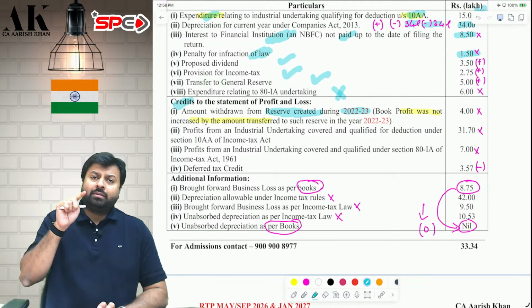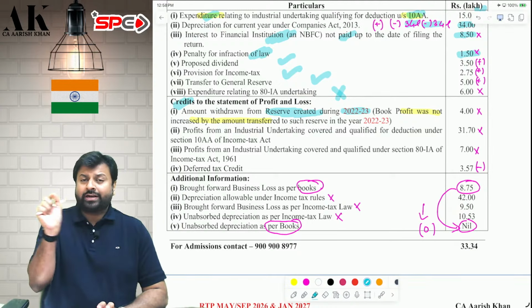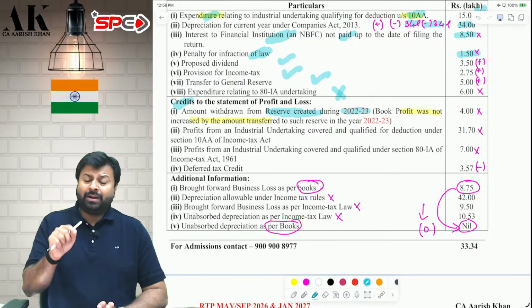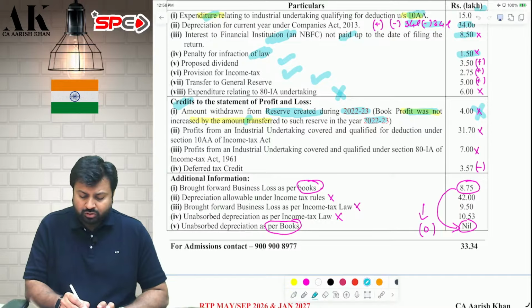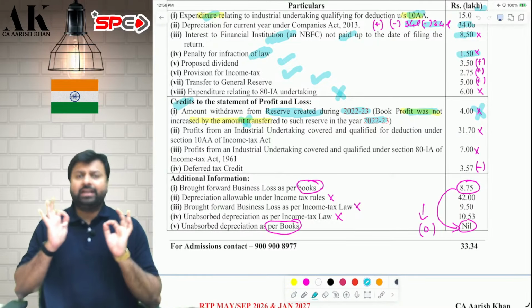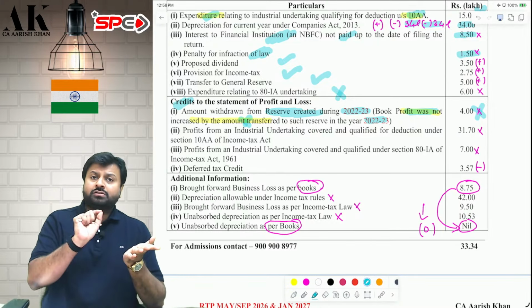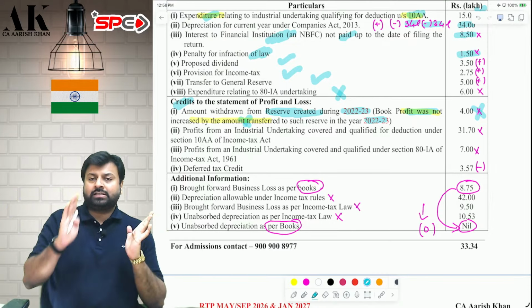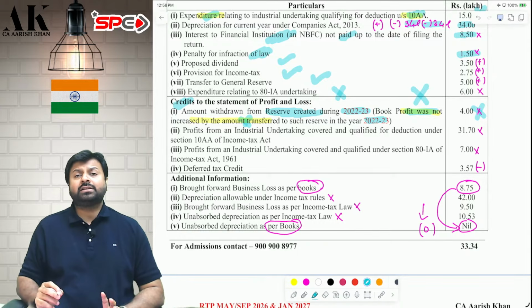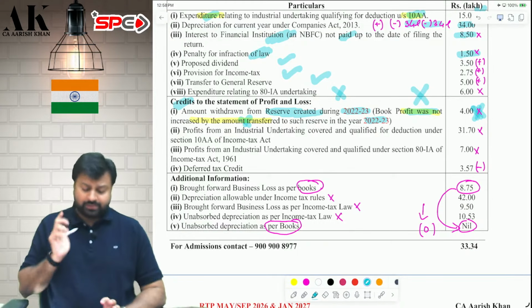Generally, if you withdraw an amount from reserve and credit to P&L, you should reduce from book profit. But in this case, I will not reduce because the book profit of 22-23 was not increased by such reserve. It is very clearly written in the law that you can reduce from the book profit only if the book profit of earlier year was increased by such reserve. Now, if that was not increased by such reserve, you cannot reduce that. I hope it is clear to all of you.